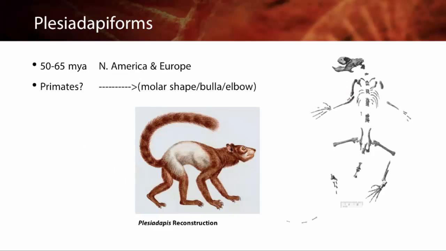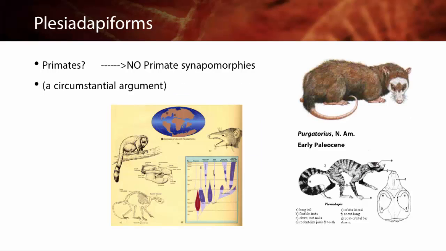The earliest candidate for the ancestry of primates are the Plesiadapiforms, who lived between 50 and 65 million years ago in North America and Europe. They are not primates themselves. They possess claws rather than nails, for example. However, they are a good generalized mammal from which it would not have been difficult to evolve primates.